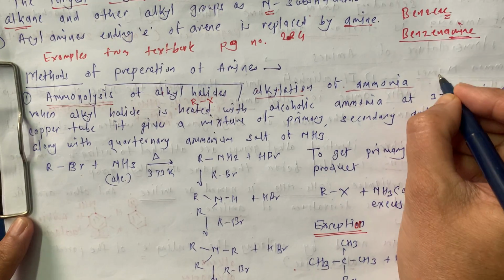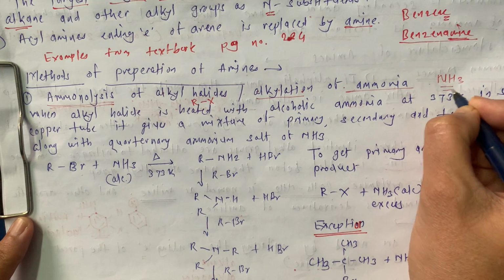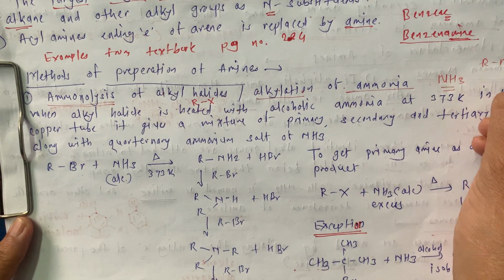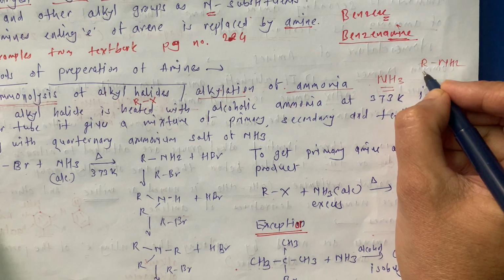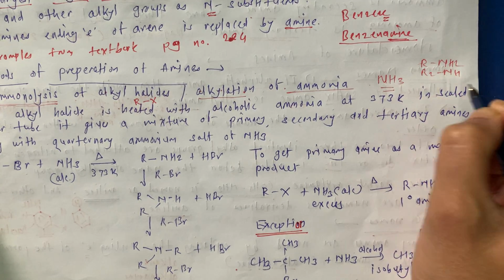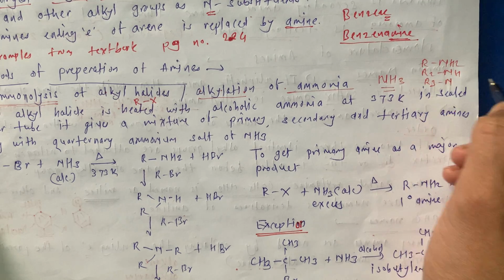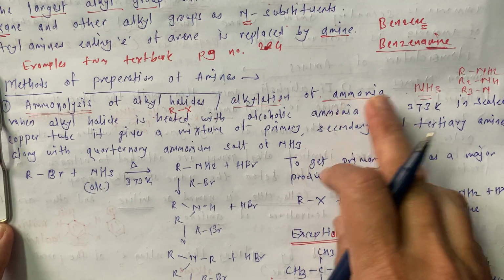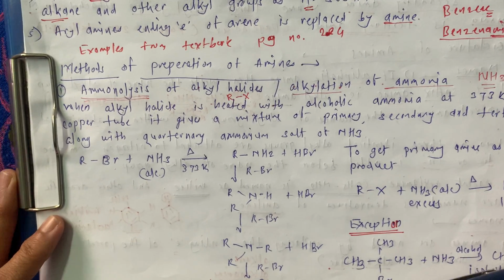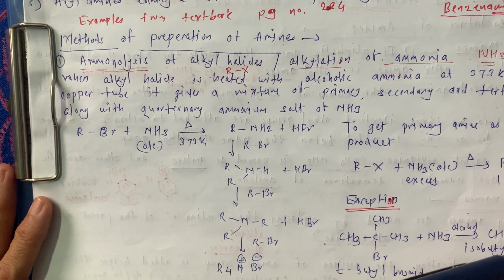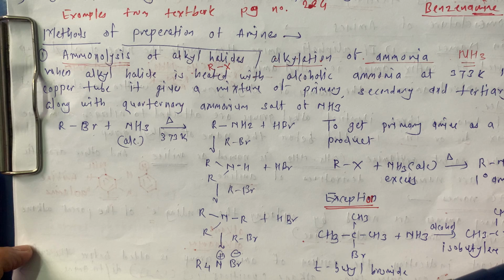Ammonia is nothing but our NH3. Alkylation of ammonia: when it is RNH2, this is alkylation. R2NH, this is alkylation. R3N, this is alkylation. So what is the exact reaction? This is just like our methods of preparation of alkyl halide, that is RX, RX2, RX3 and then RX4, just like that which we studied in our first chapter.